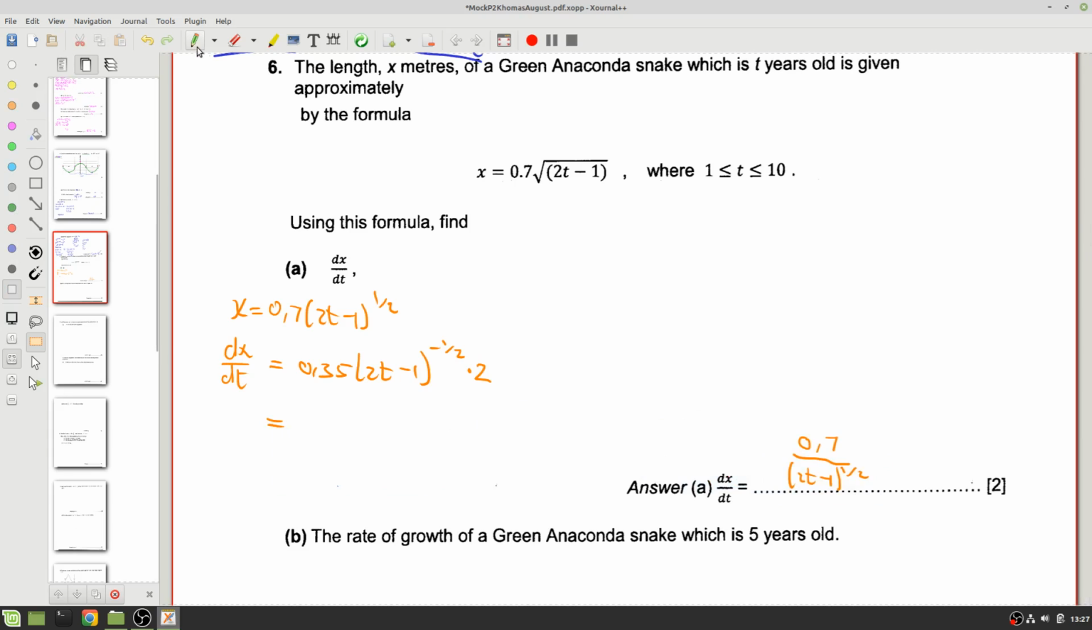So that is our answer. And you could have also written it as 0.7 over the square root of 2t minus 1. That would also be fine. So either of these two would be correct.